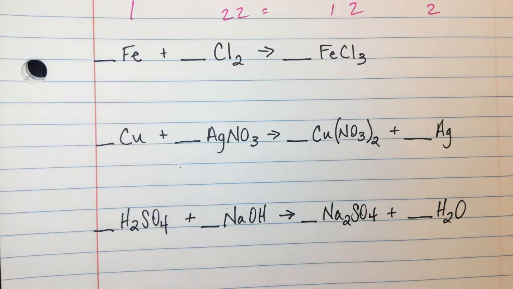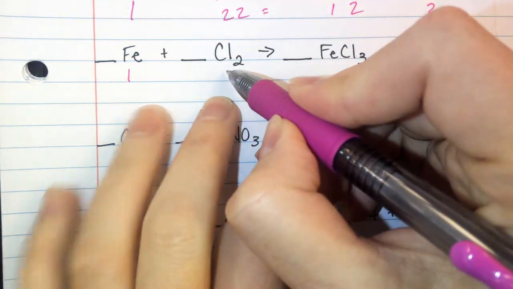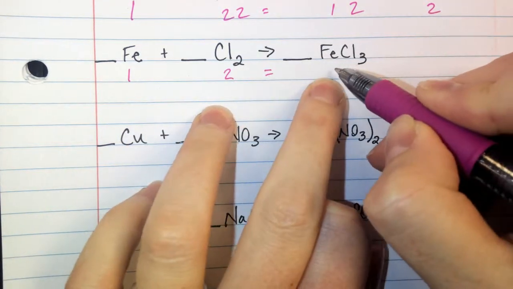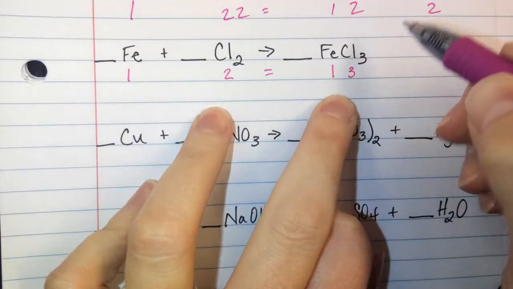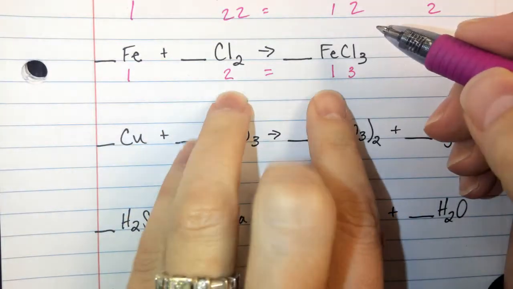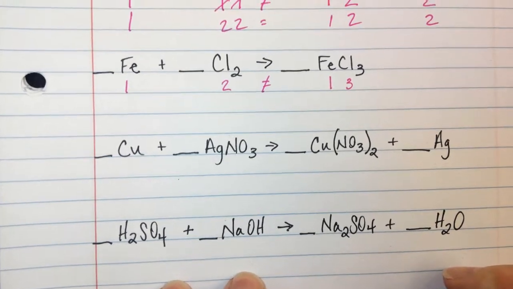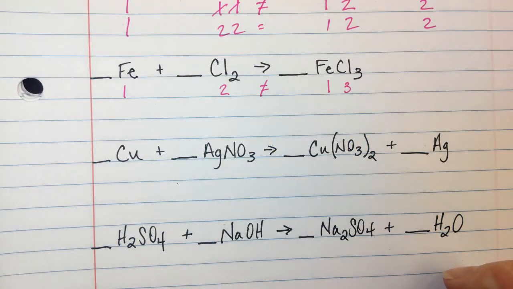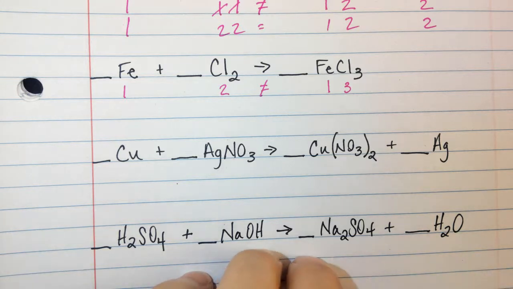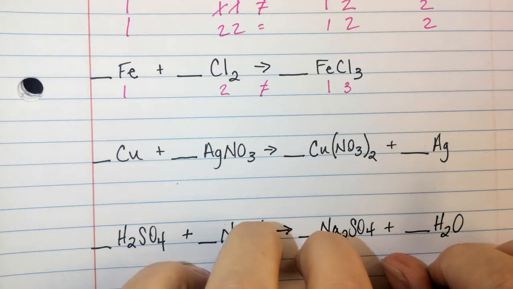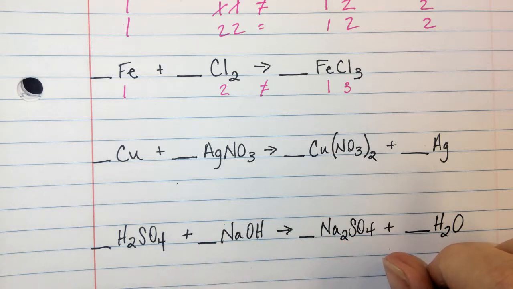Okay, let's try them. How many irons? 1. How many chlorines? 2. Iron, chlorine. Iron matches. Chlorine does not. So I need a number that works with 3 and 2. What's the number that works with 3 and 2? 6. If you ever look at an equation and you're not sure which numbers to try, you always have this option.